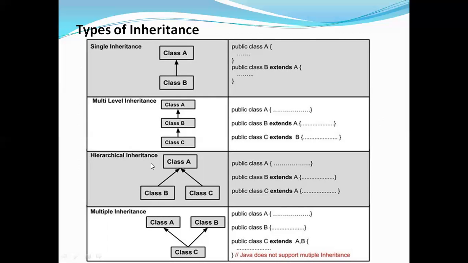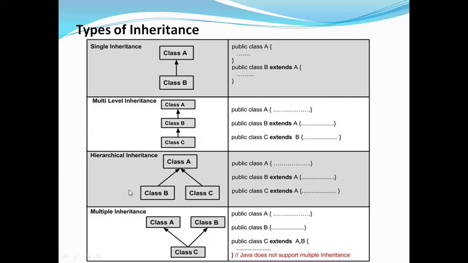Next is hierarchical inheritance. In this hierarchical inheritance, class B is inheriting the properties of A and class C is also inheriting the properties of A. Now let's see the syntax. Class A is a superclass, class B is extending A and class C is extending A.